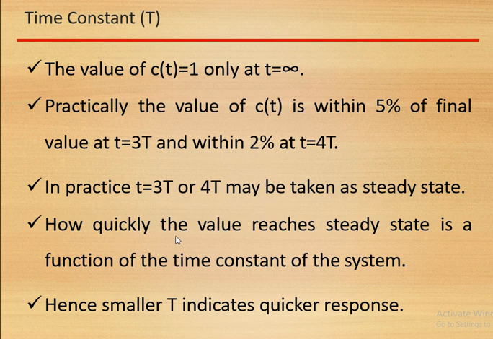How quickly the value reaches steady state is a function of the time constant of the system. So here the time constant is playing a very crucial role because it denotes how quickly the value reaches steady state, and that is a very important part as far as the design of any control system is concerned. If the t's value is smaller, the response will be very quick. Hence smaller t indicates a quicker response. That's why I have told you that you can set t's value as per your requirement.